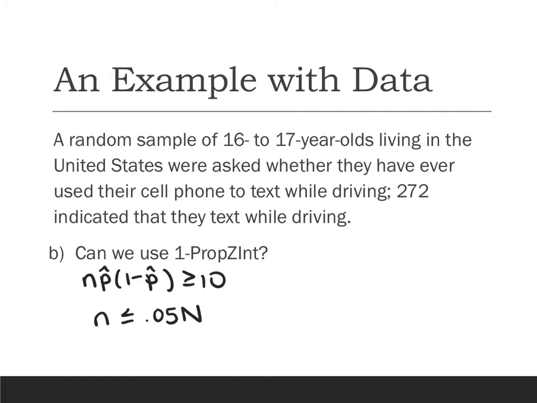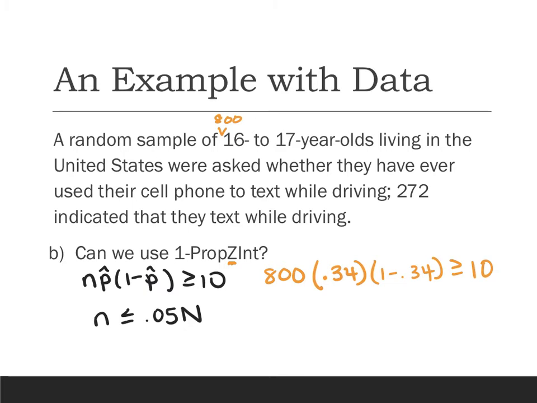All right, and part B says, can we use the one prop z int? So we just talked about this previously. We do have to meet some conditions in order to use the normal curve. Remember, that's what that z stands for, z for the z-score, and z-scores are our standardized normal curve. So we need to make sure that we can use that, and to do so, we just need to multiply out our sample size. So remember, n was 800. I can't believe I left that off of each of these, but there we go. So I'm going to say 800 times, and I just found p hat in part A, so I'm going to use that 0.34, and then 1 minus 0.34, and that needs to be greater than or equal to 10.